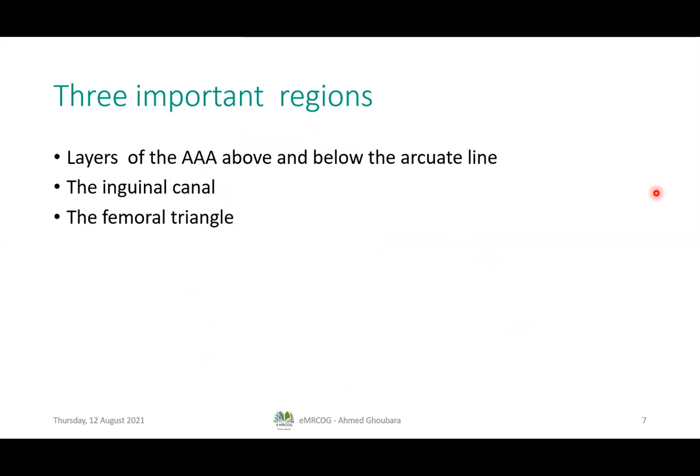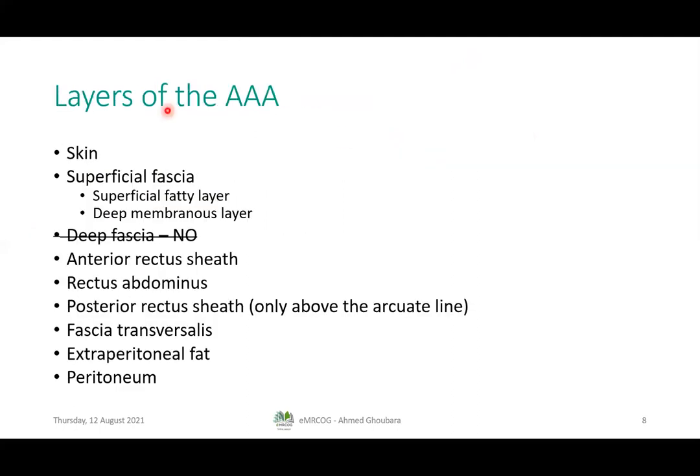When you're studying the abdomen, we have three main regions. The layers of the abdominal wall, above and below the arcuate line, something called the arcuate line. I'll show what I mean in a minute. Then the inguinal canal and the femoral triangle. So three things in the abdomen: the wall, inguinal canal, femoral triangle. First the wall. What are the layers of the abdomen? From superficial to deep, we have the skin, then the superficial fascia, composed of two layers: the superficial fat layer and the deep membranous one.